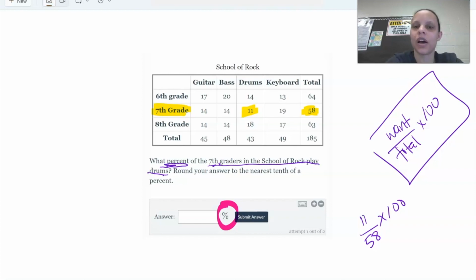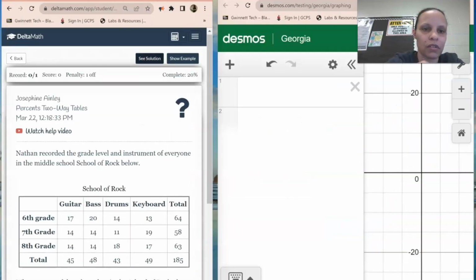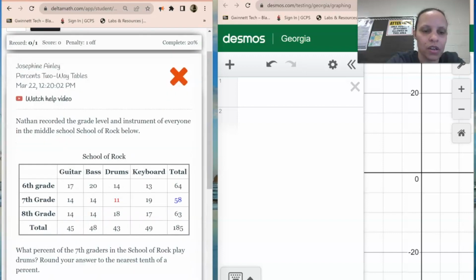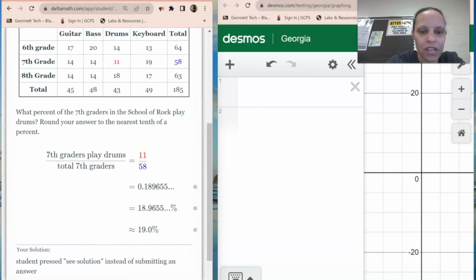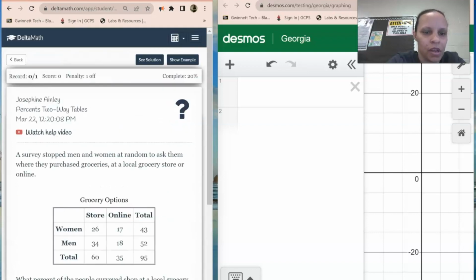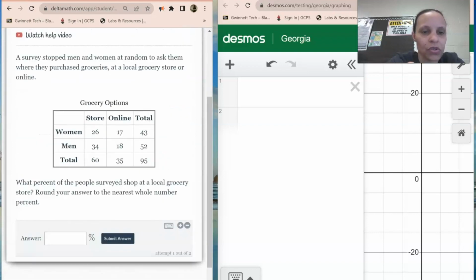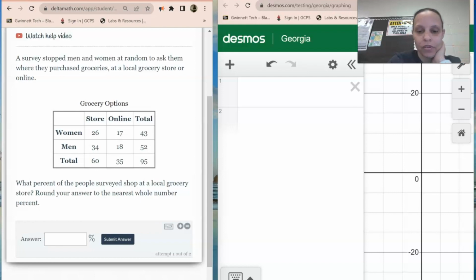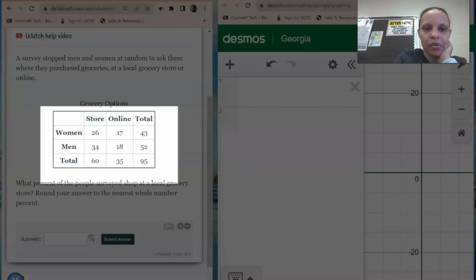And I'm going to do a few of these so you can make sure that you understand. So 11 out of 58 times 100. And make sure you round to the nearest tenth. Okay. All right. Thank God they give me the totals. Again, if they don't give you the totals, go ahead and work them out. So again, I'll do the same process.